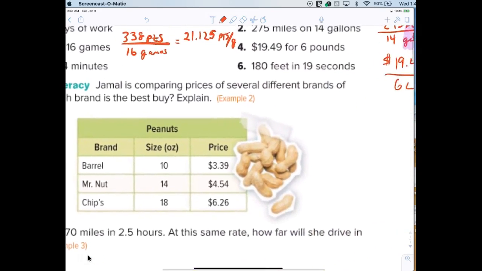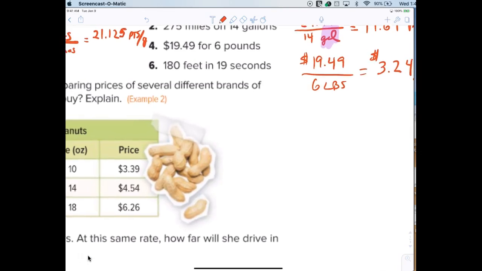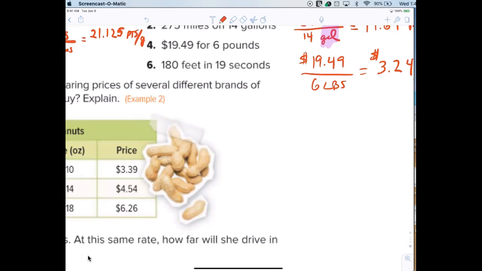All right. Number 6. Jack. Good for you, buddy. What about number 6? Right, 180 feet in 19 seconds is about what?